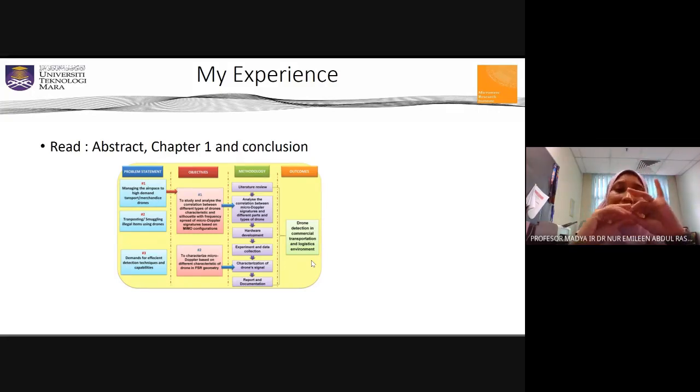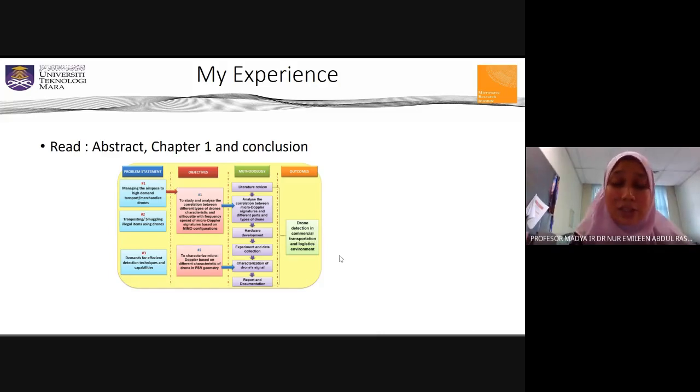Ini yang the first tiga benda yang saya akan baca dalam thesis. So from there, saya akan start to buat ni. Ini cantik sebab apa ni, gambar. Tapi sebenarnya saya akan just macam lukis lah. So apa yang kita buat ialah from abstract chapter 1 tu, saya akan try to extract dia punya problem statement.